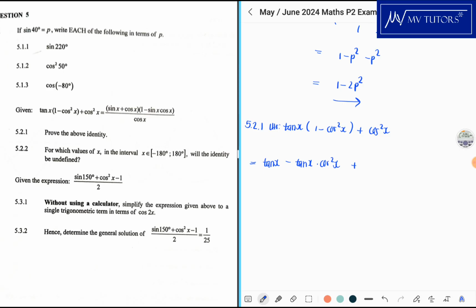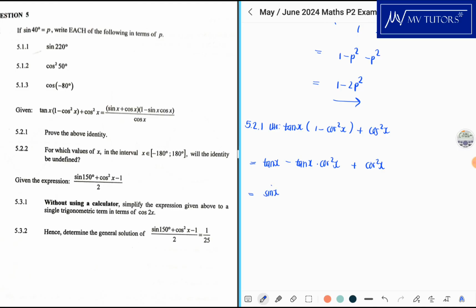Okay, then I have this cos squared x, and I'm trying to see if I take this common factor out, what am I left with? Will it somehow give me what I'm looking for? I see on my answer I have sine cos, and then I also have sine cos. So maybe let me just turn this cos squared x into a sine squared x. Okay, and let me turn this tan now to sine over cos.